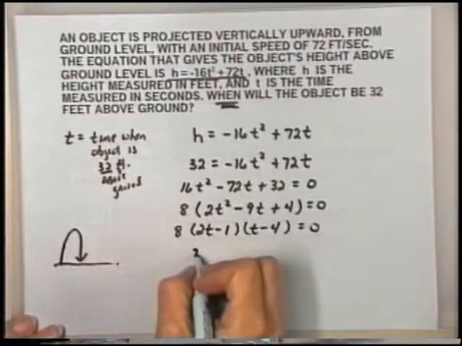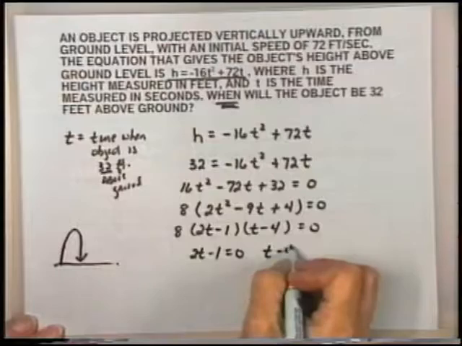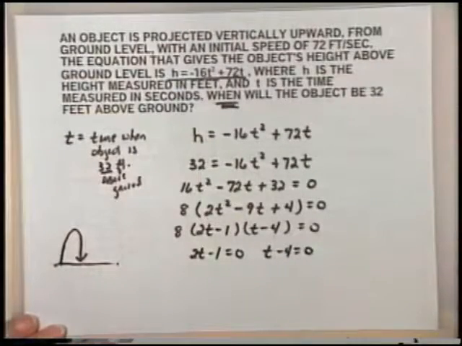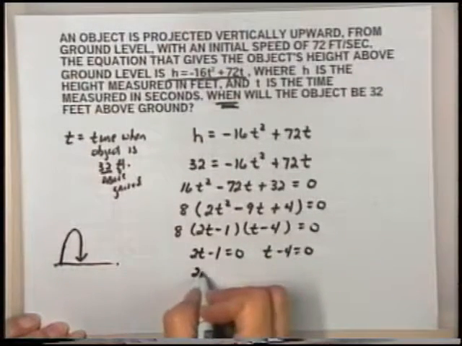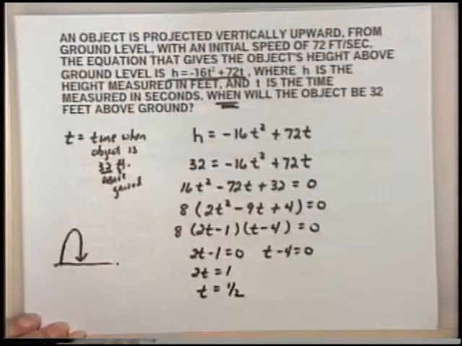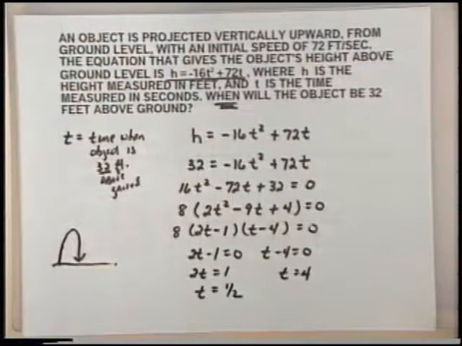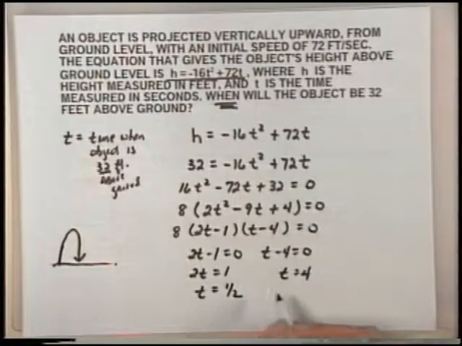Since this factor 8 cannot be equal to 0, I will set the factors 2t minus 1 equals 0, and t minus 4 equals 0. Solving for t in my first equation, I have t equals 1/2. And in the second equation, t equals 4.